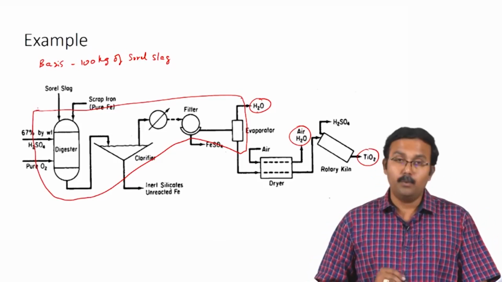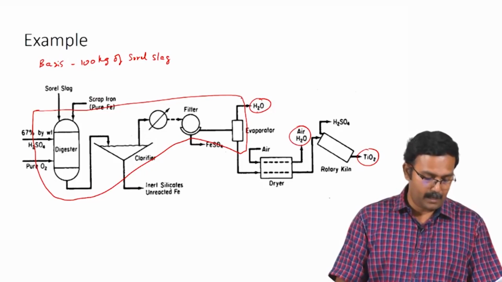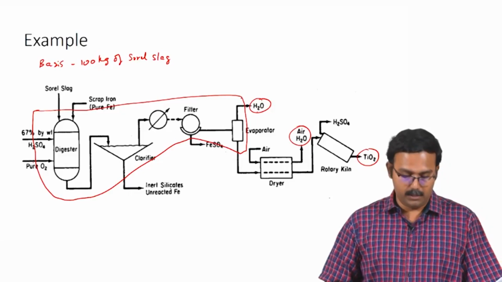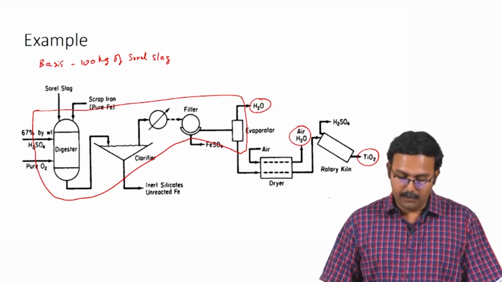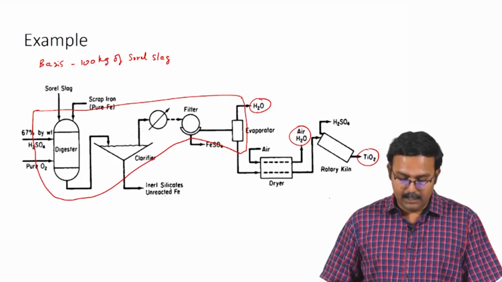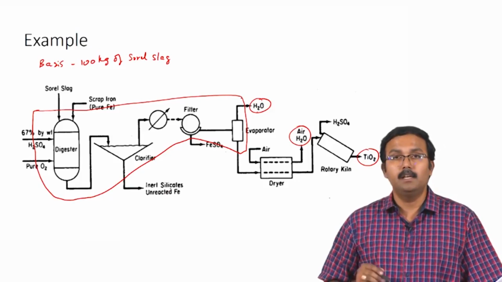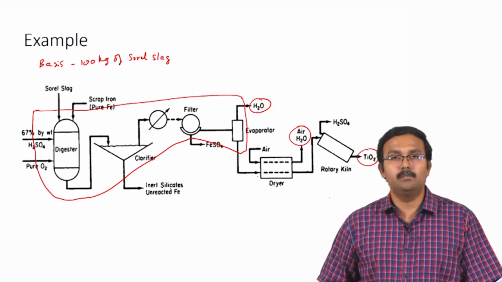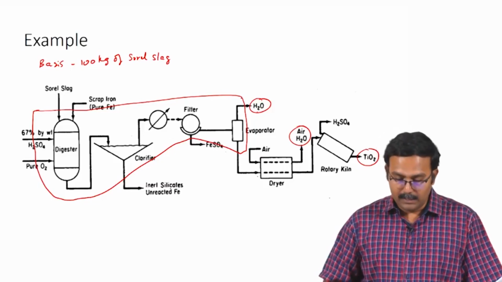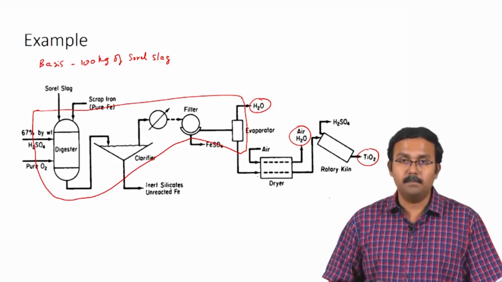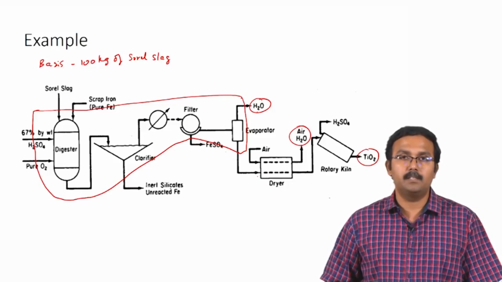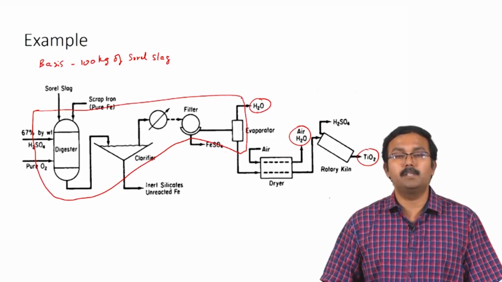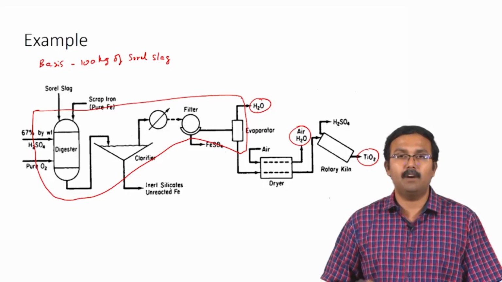So, when you do this, what happens is you have sorrel slag, scrap iron, H2SO4, and pure oxygen all being fed to the system, and you have FeSO4, inert silicates, unreacted iron and water leaving the system, along with the slurry for TiOSO4. So, using this particular system, we can perform material balance calculations to get the information regarding this particular stream, which is water which is evaporated in the evaporator.